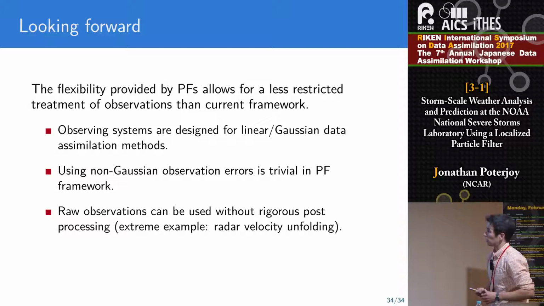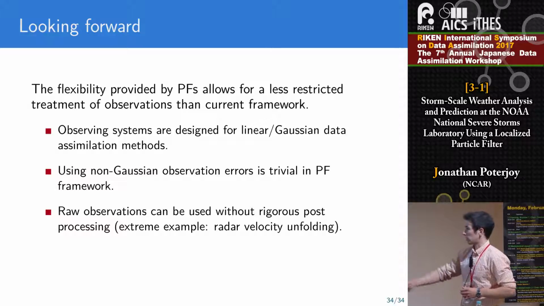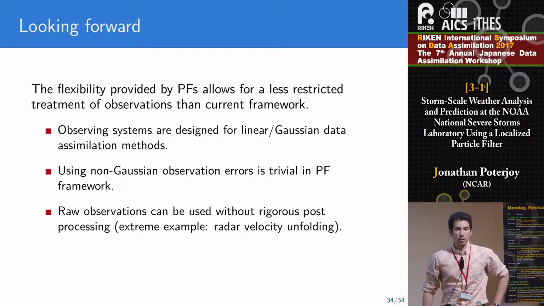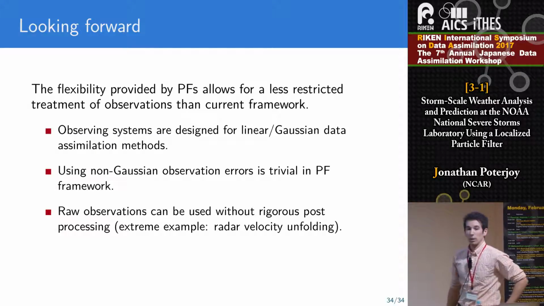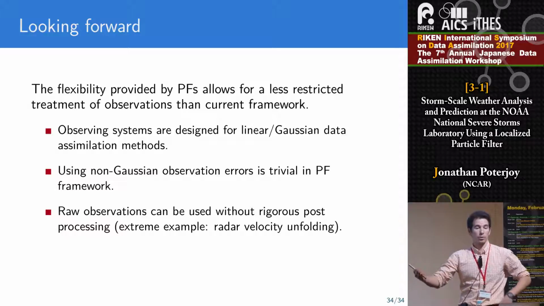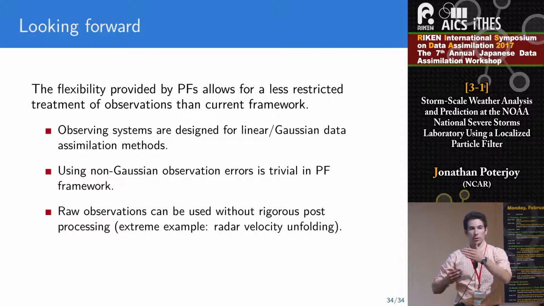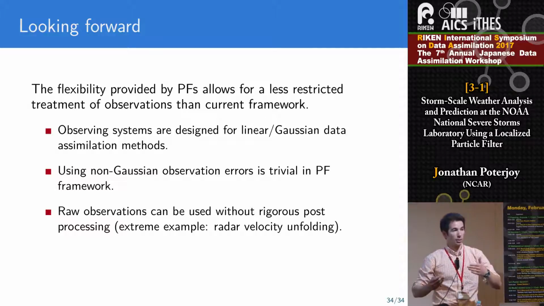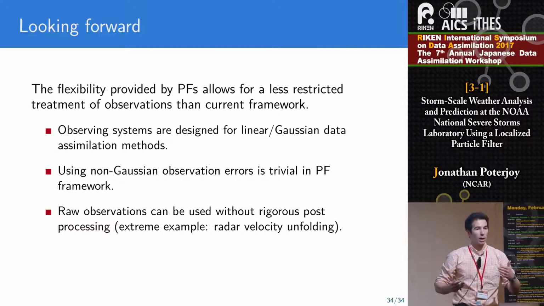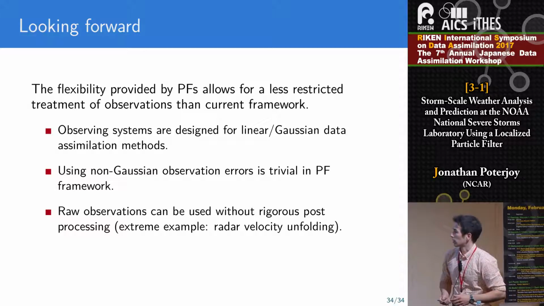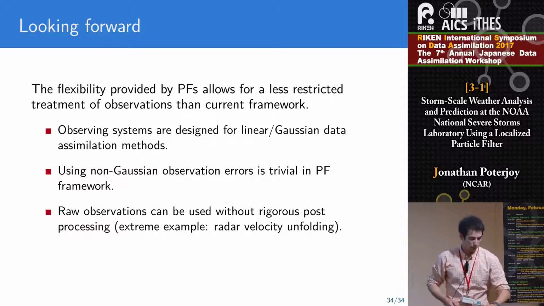Also, raw observations can be used without rigorous post-processing. There's a lot of nice examples of this, but I like to use a very extreme example, which is for the radar observations that we use, where we have to deal with a Nyquist frequency and the fact that some of the observations are going to be folded over when you exceed a certain velocity. And so for this problem, what you can do with the particle filter is you can actually use a multimodal likelihood function. You don't have to do the velocity unfolding that we do for ensemble Kalman filters. And this is something I'd like to explore some more also in this NSSL framework.